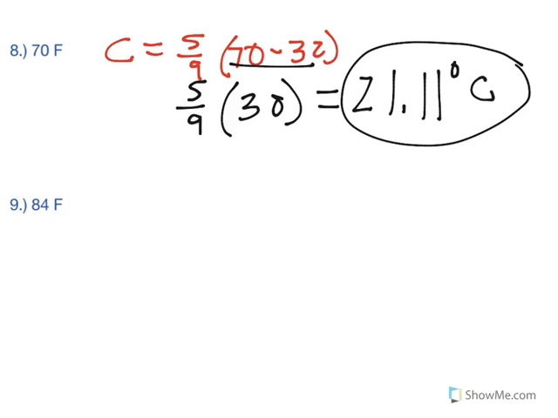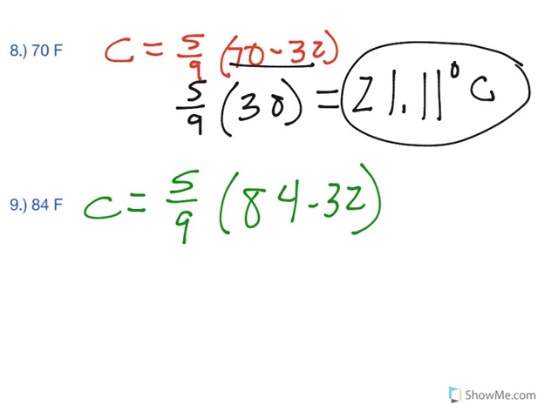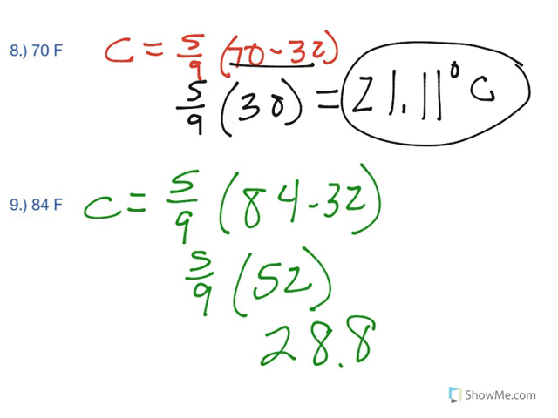What about if it's 84 degrees Fahrenheit? Well, C equals 5/9 times 84 minus 32. Inside parentheses, 84 minus 32 gives me 52. And when I do that math, I end up with 28.89 degrees Celsius.